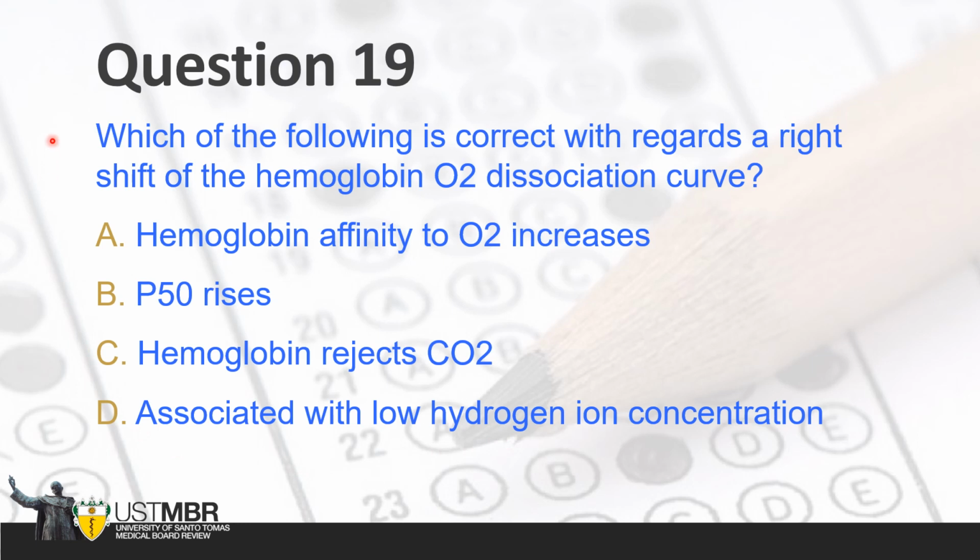Okay, question 19. Which of the following is correct with regards to a right shift of the hemoglobin O2 dissociation curve? A. Hemoglobin affinity to O2 increases. B. P50 rises. C. Hemoglobin rejects carbon dioxide. And D. Associated with a low hydrogen ion content. Again, I'd like you to pause, try to answer, and resume once you have an answer.